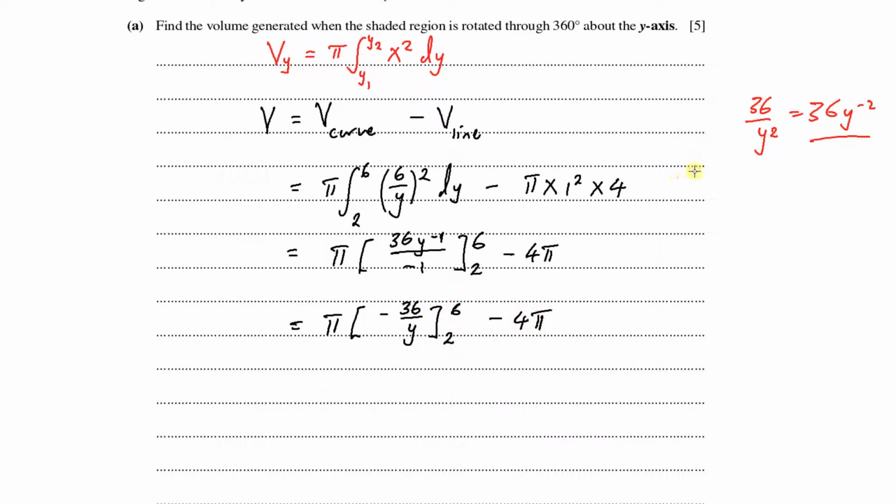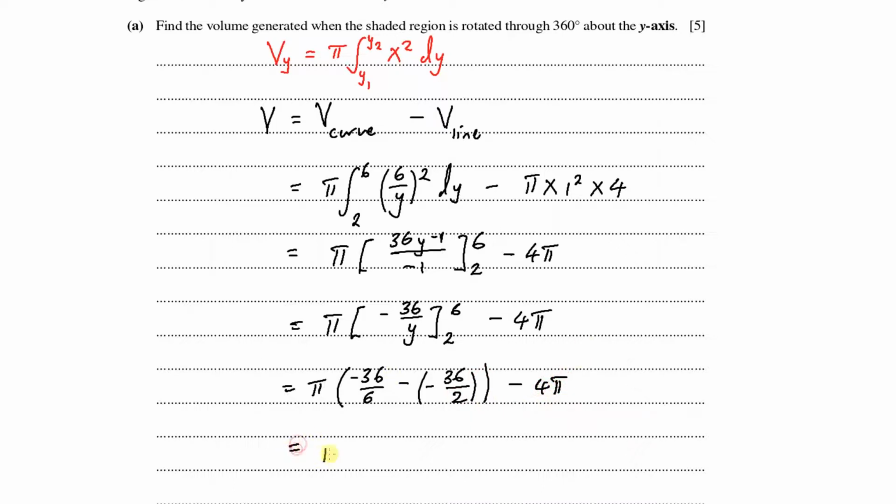So I'm going to remove this. So substituting 6, we'll be having pi of minus 36 over 6 minus, substituting 2 into this, we get minus 36 over 2, and that's minus 4 pi. And we can simplify this further, so that's pi. Then this is minus 36 over 6 plus 36 over 2. So minus 36 over 6, that's minus 6, plus 2 into 36 is 18. So minus and minus 18 gives us plus 18, and that's minus 4 pi.